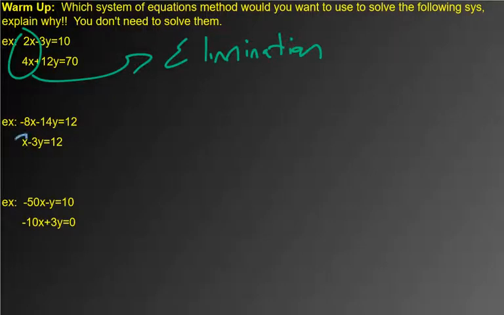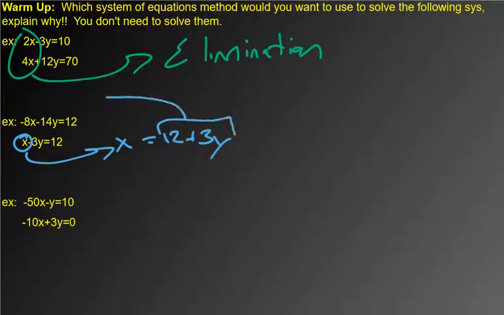On this one, though, that x is all alone, we could just solve the second equation as x equals 12 plus 3y, and that would mean we could take that and put it in right there. So this would be a good one for substitution.